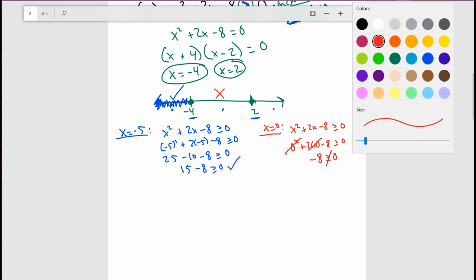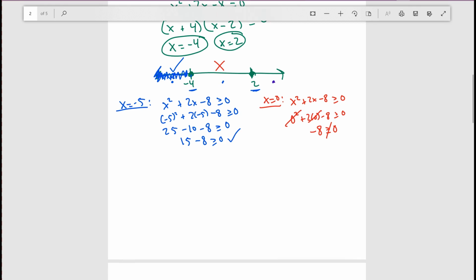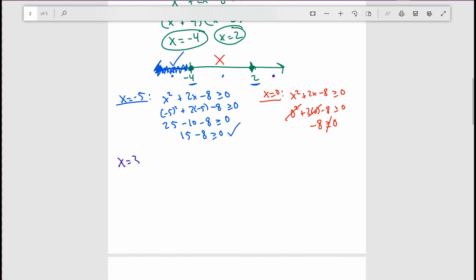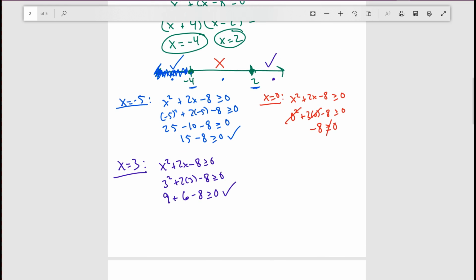All right, and now the last thing that we're going to do is check over here. A number that's greater than 2. Well, in this case, a number that's greater than 2 is x equals 3. So I'm going to plug 3 into my quadratic inequality. 3 squared plus 2 times 3 minus 8. Is this greater than or equal to 0? Well, I have 9 plus 6 minus 8, which is definitely greater than 0. So all of these are also solutions.